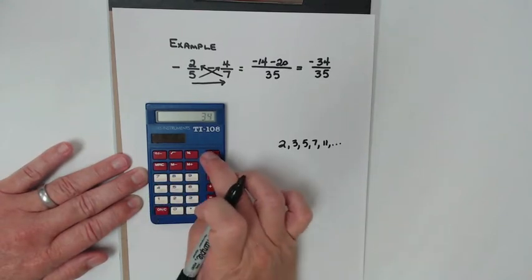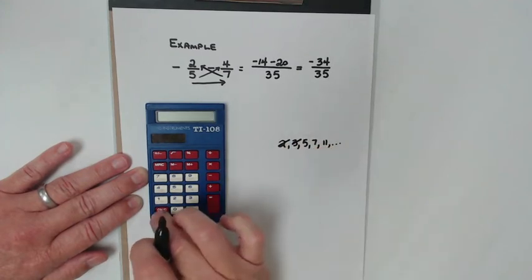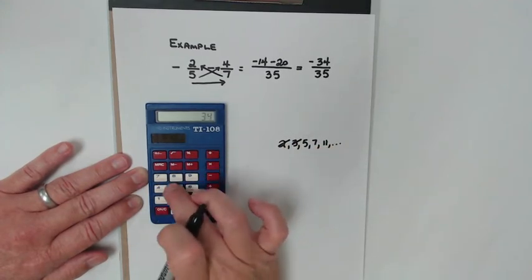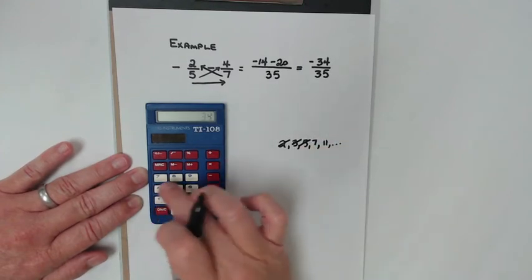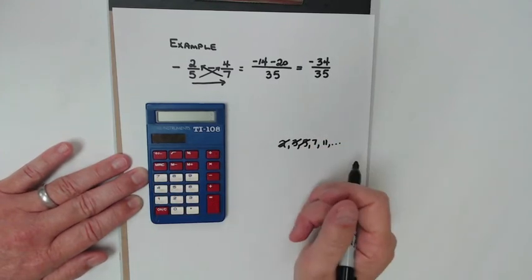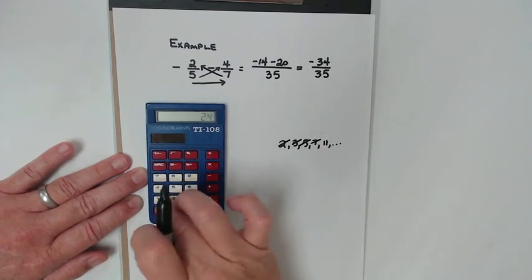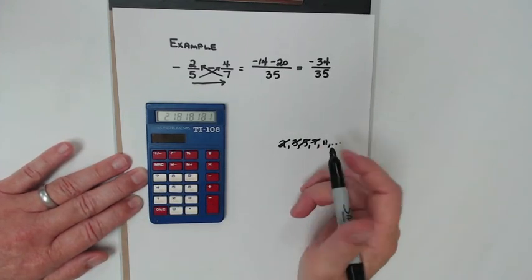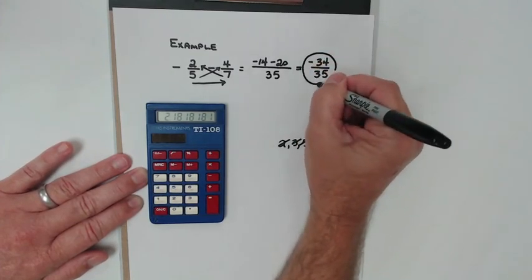34 divided by 3, a decimal. 34 divided by 5, decimal. 34 divided by 7, decimal. 34 divided by 11, decimal. That means this is probably in lowest terms.